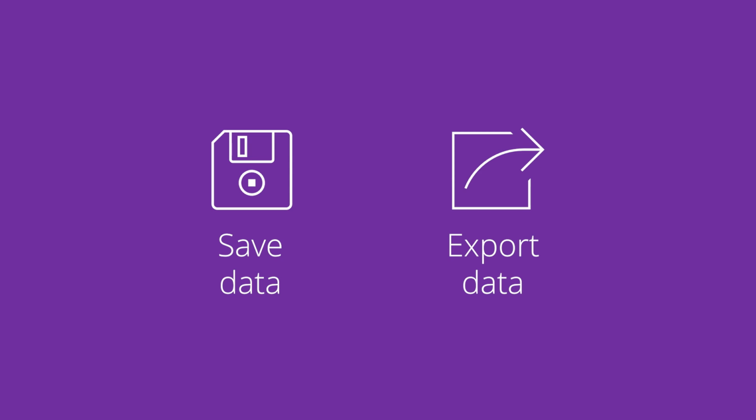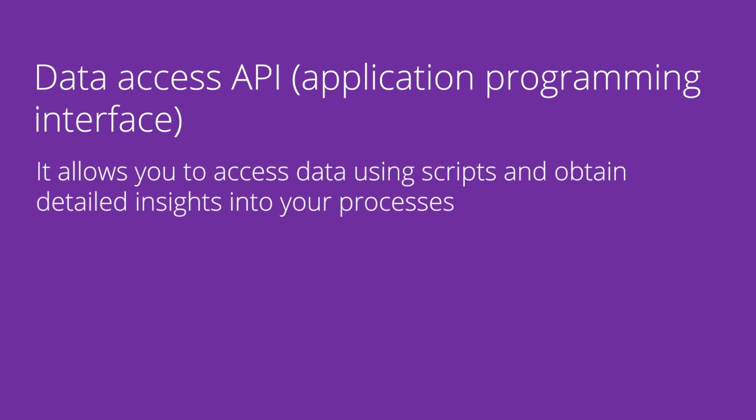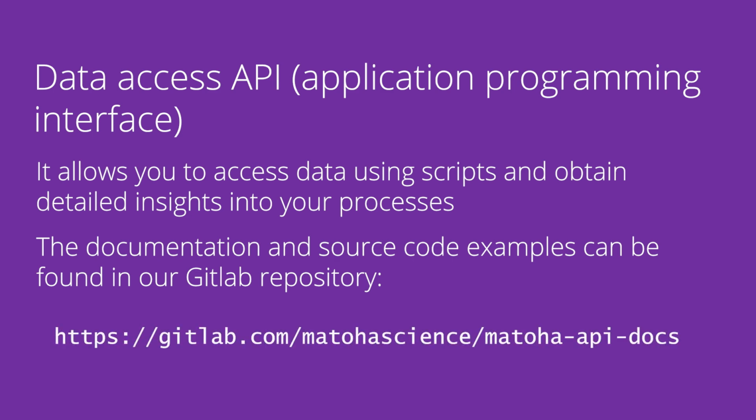With our app, you can save and export measurements. However, sometimes you need more advanced access than this. For instance, if you would like to perform the export in an automated way. For this reason, we have created a Data Access API, Application Programming Interface. It allows you to access data using scripts and obtain detailed insights into your processes. The documentation and source code examples can be found in our GitLab repository.